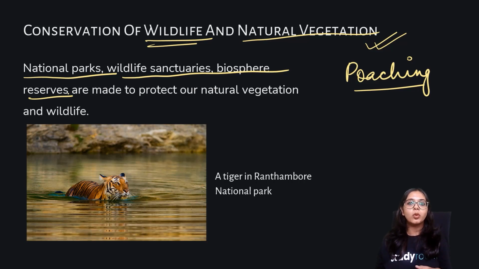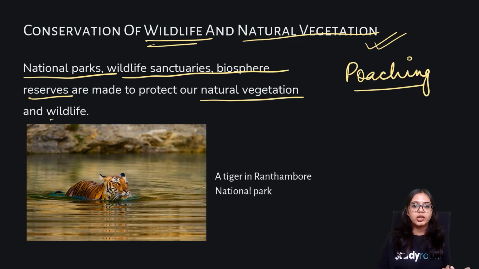Okay, there will be no cages around them like you have in a zoo. They will be living like they were living in a natural forest area. Then these exotic species of wildlife and exotic species of forests or trees, that are constantly getting chopped down due to deforestation, are getting planted so that endangered species are getting preserved from extinction. All right, so they are made to protect our natural vegetation and wildlife.